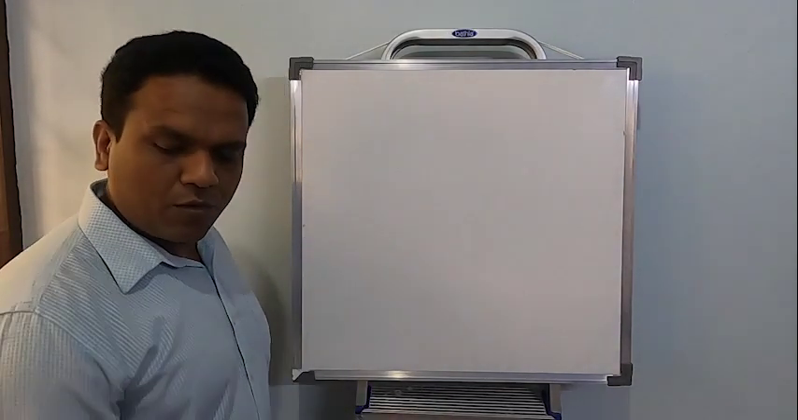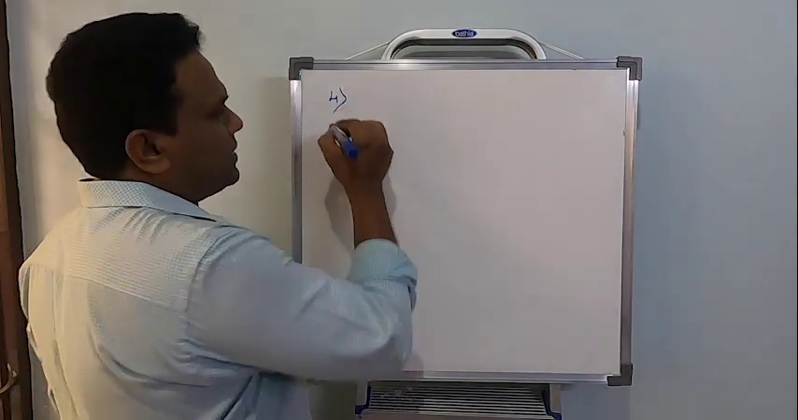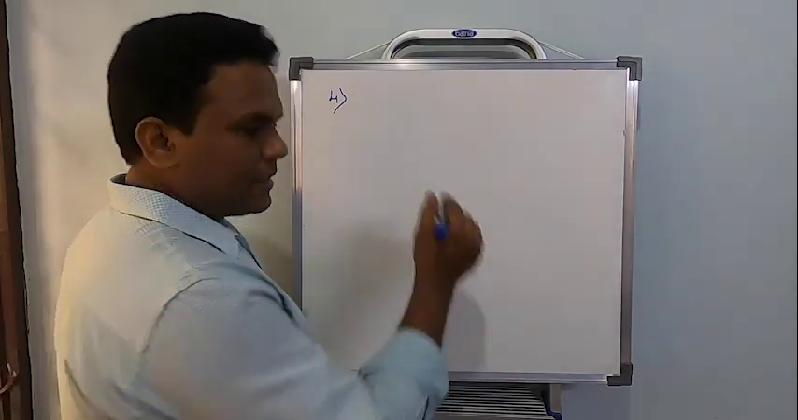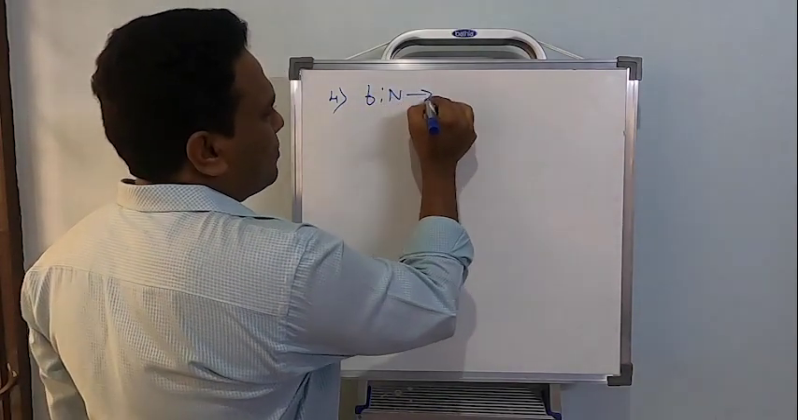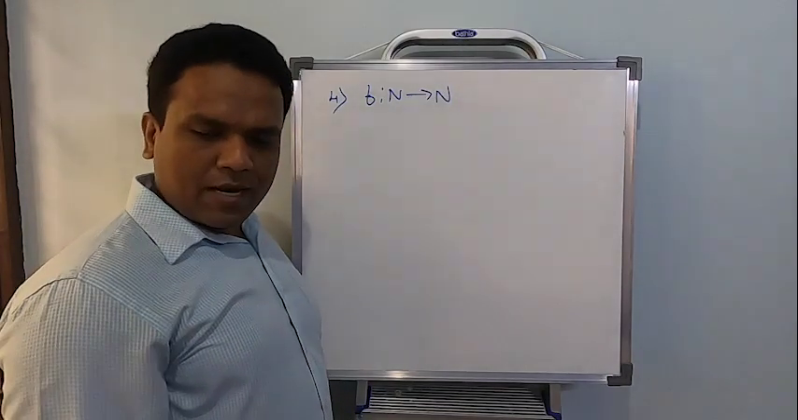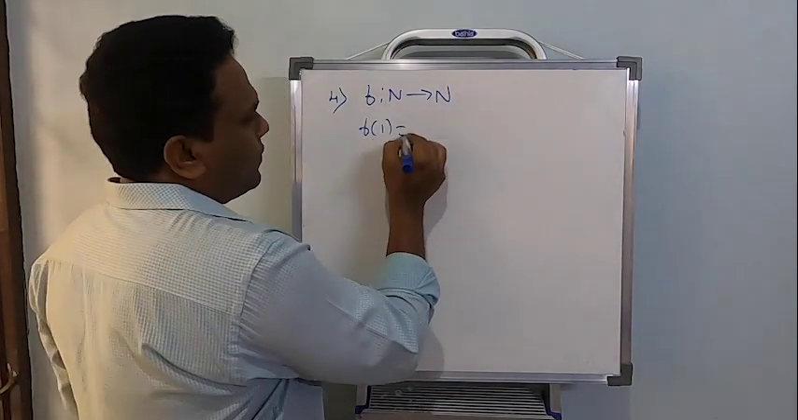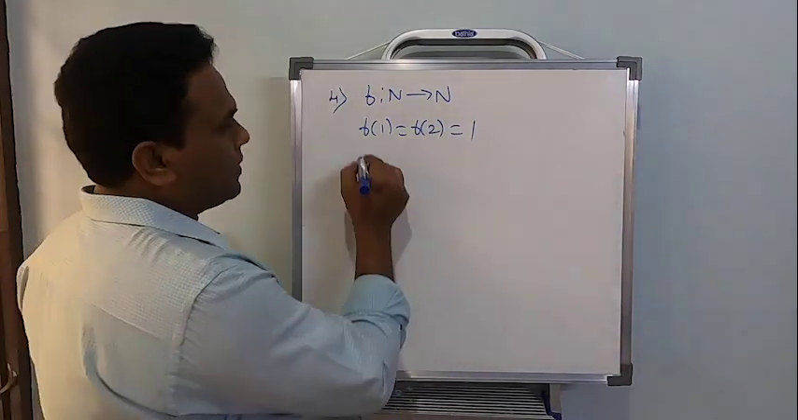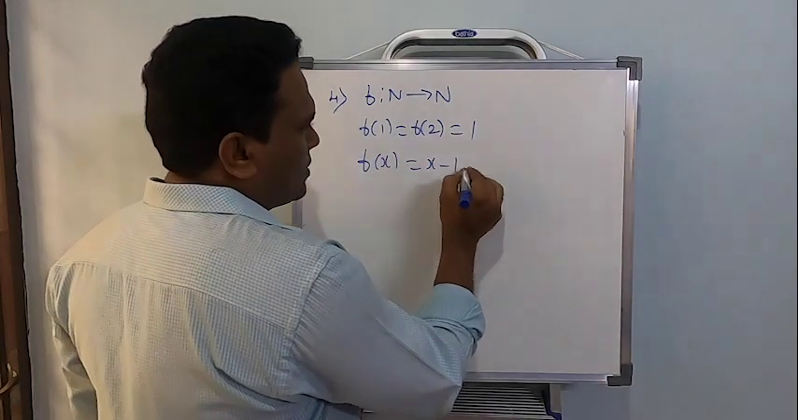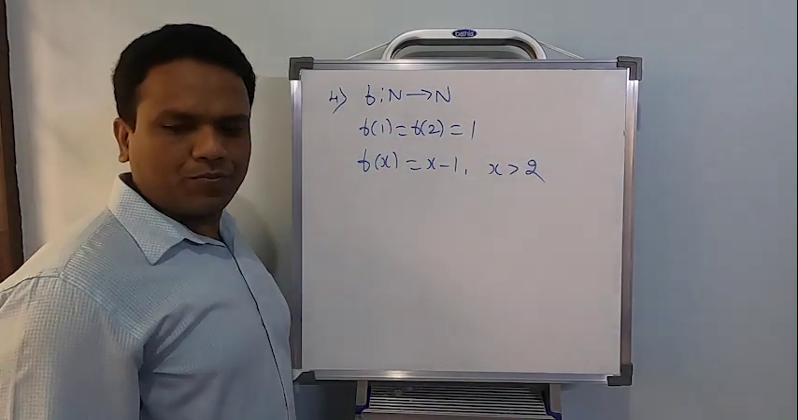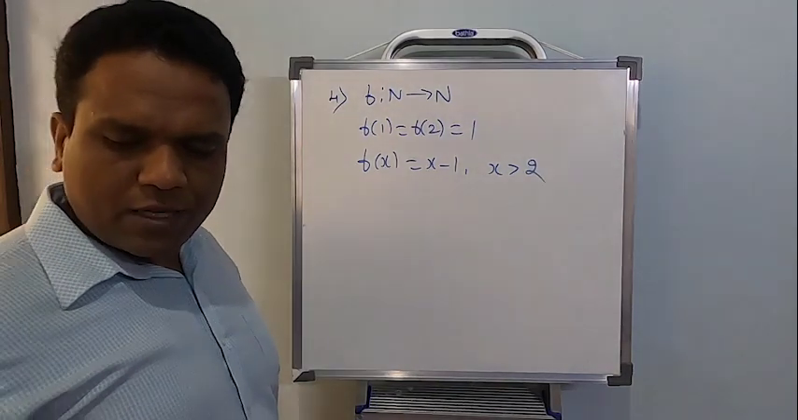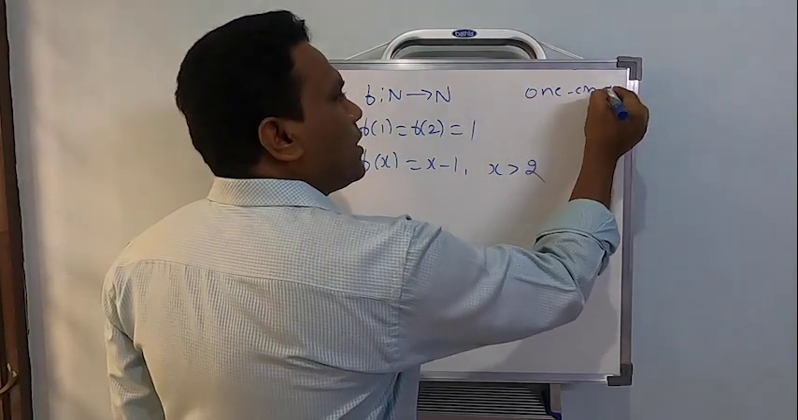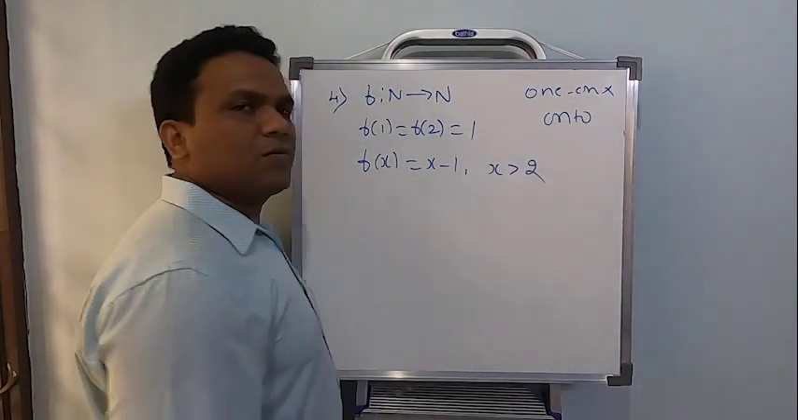So in problem number 4, these are the worked examples I am going through. In the fourth one, they said there is a function f from natural numbers to natural numbers, defined as f of 1 is equal to f of 2 is equal to 1. And apart from that, f of x equal to x minus 1 for x greater than 2. What we need to do is show that it is onto but not one-one.